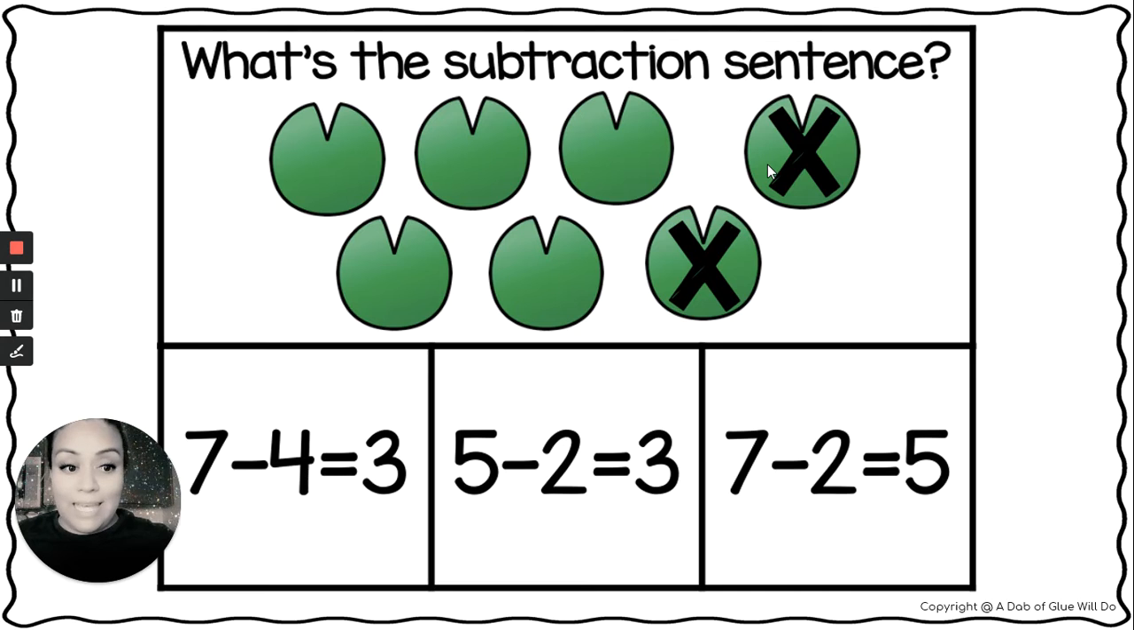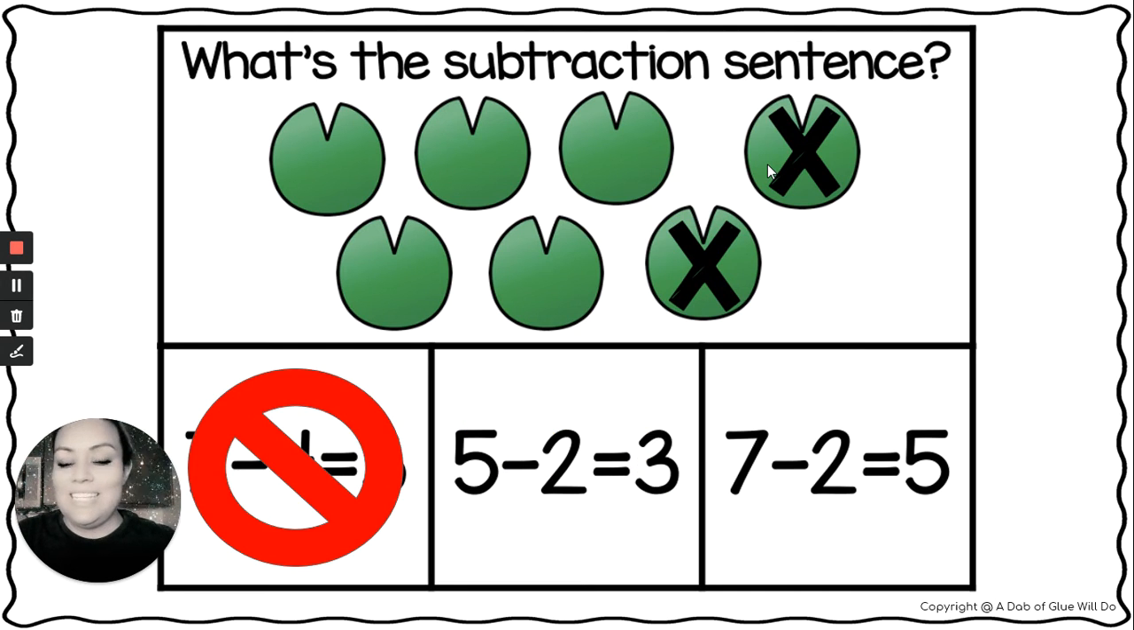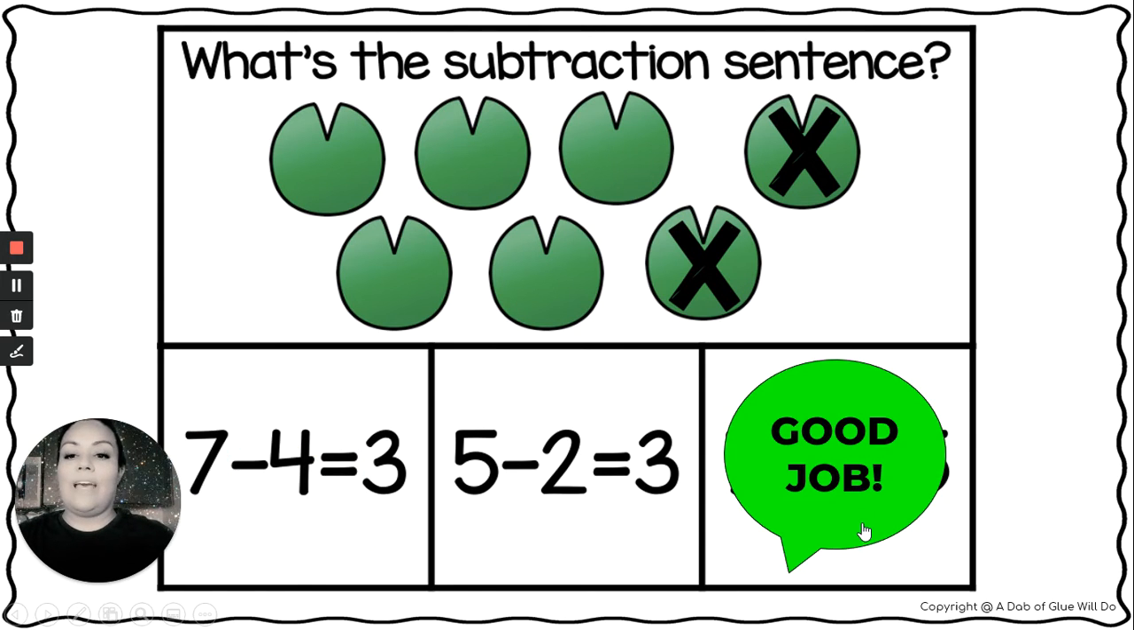Good job. Do you see that here? I sure do. It is not that one, and it is not that one. It is the last one. It's right here. 7 minus 2 equals 5. Good job.